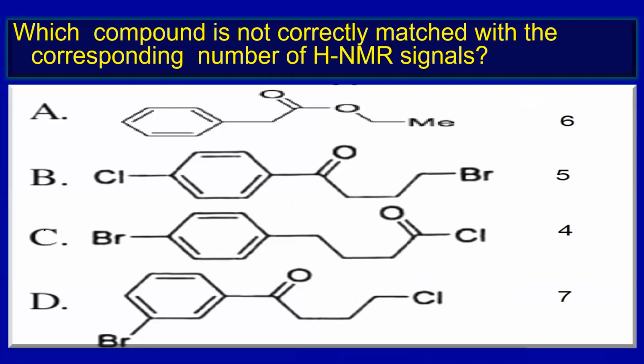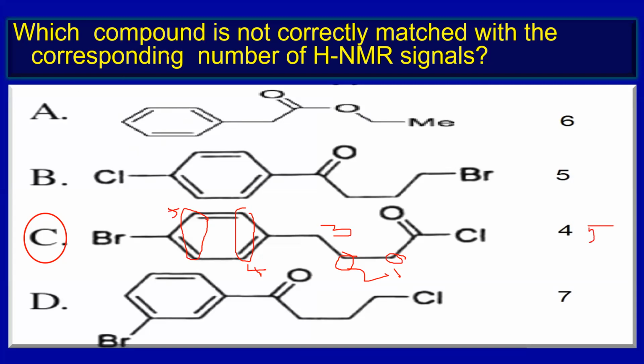Similarly, which is not correctly matched? Why? Let us look at only this one. 1, 2, 3, 4, these 2, 5. You should get 5 signals. So therefore this is not correctly matched.